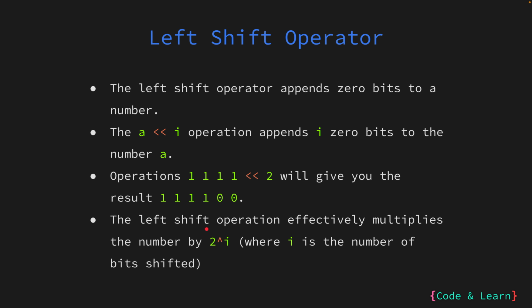Left shifting I bits of a number A will result in a number that is equal to A multiplied by 2 raised to power I. When you perform the operation A left shift I, you are shifting bits of the number towards the left by I positions. Each shift towards the left effectively multiplies the number by 2. So shifting I bits to the left is equal to multiplying by 2 raised to power I.